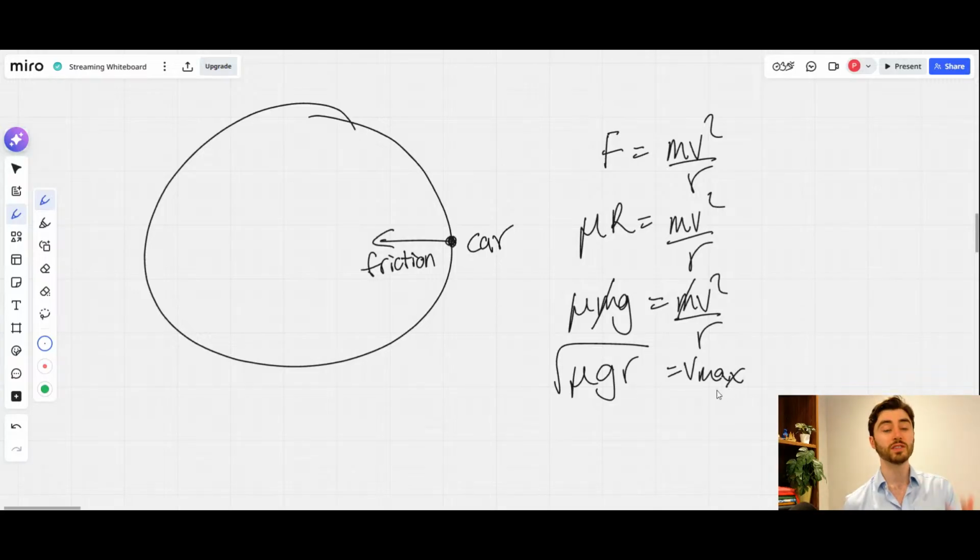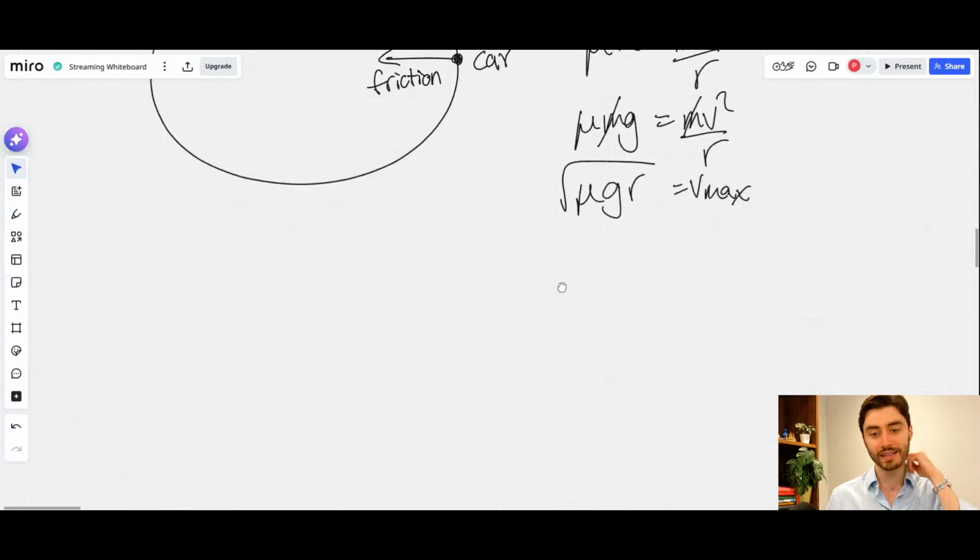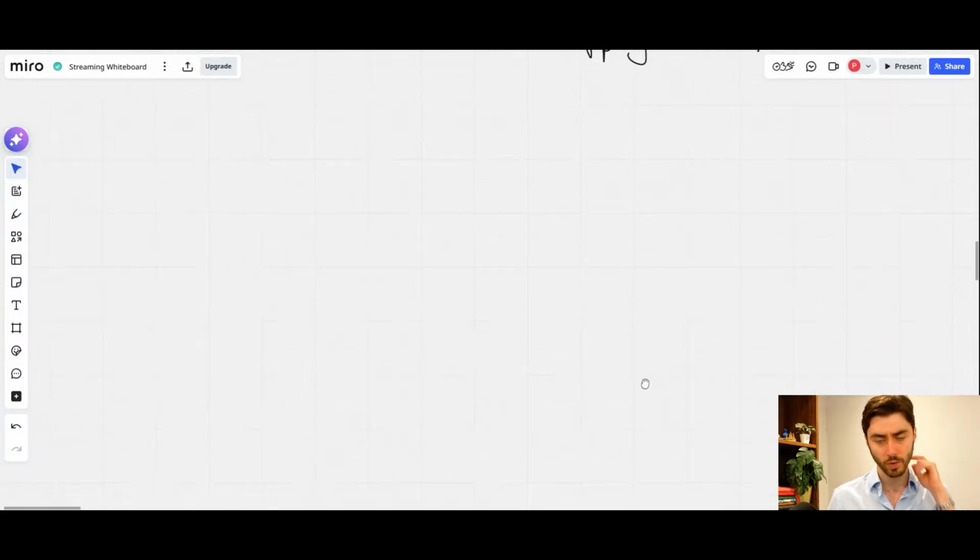So a lot of these questions, yes, they get you to derive the general expression, but a lot of times they're looking for this maximum speed before something weird happens, and it transitions out of circular motion. My personal favorite of these, by the way, is the banked slope, or the banked track.